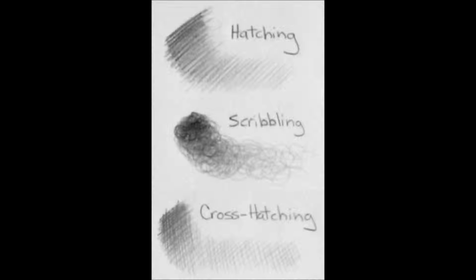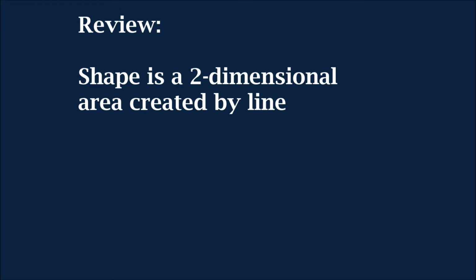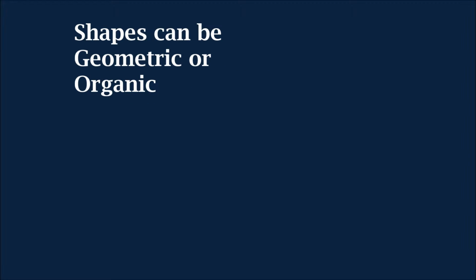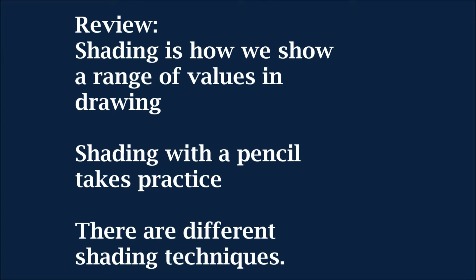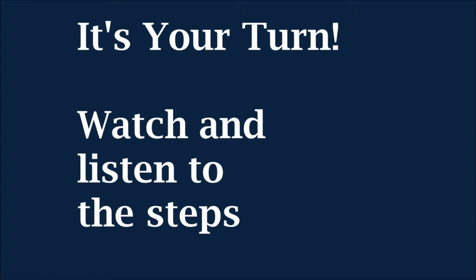Let's review. We learned that shape is two-dimensional, which means that it has length and width, but no depth. Shapes can be geometric or organic. Value refers to the lightness or darkness of a color, and we can make a value scale to show a range of values. We use shading to show value in drawing, and there are different shading techniques that create different textures.